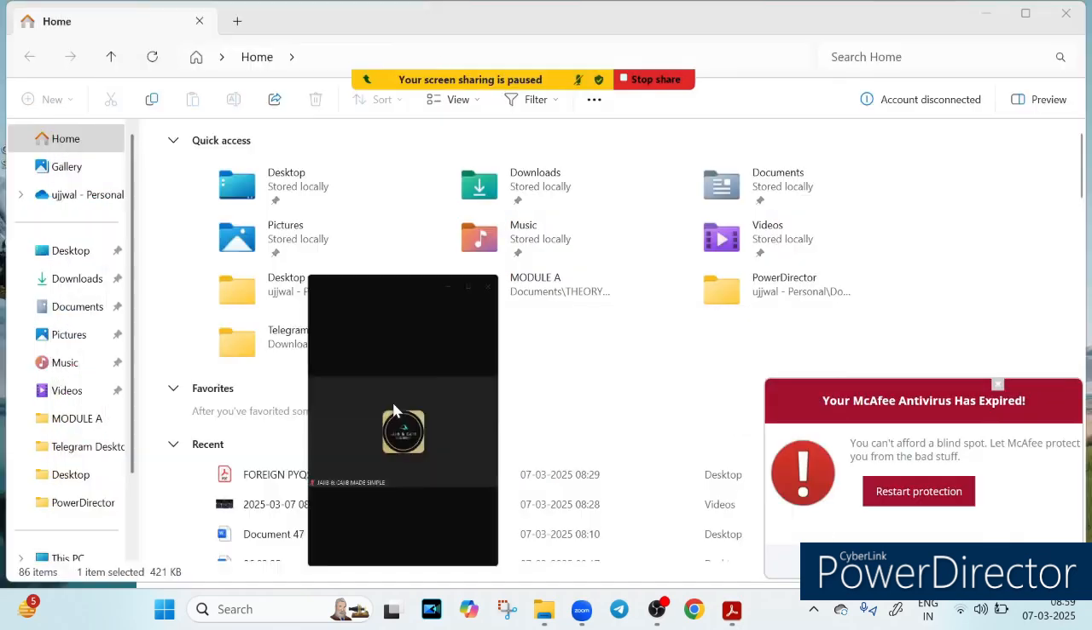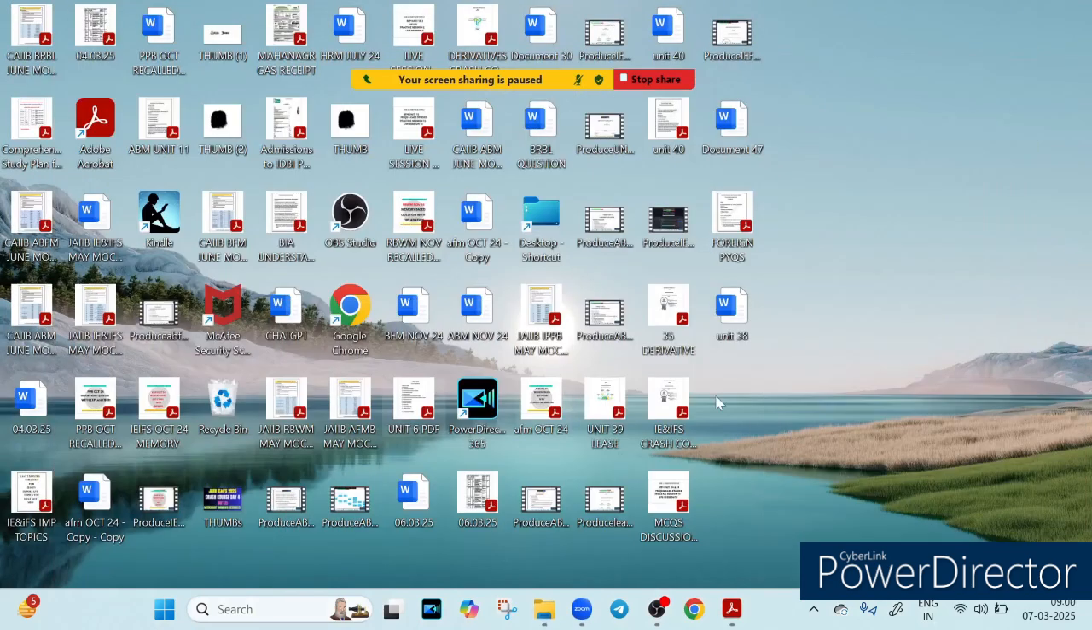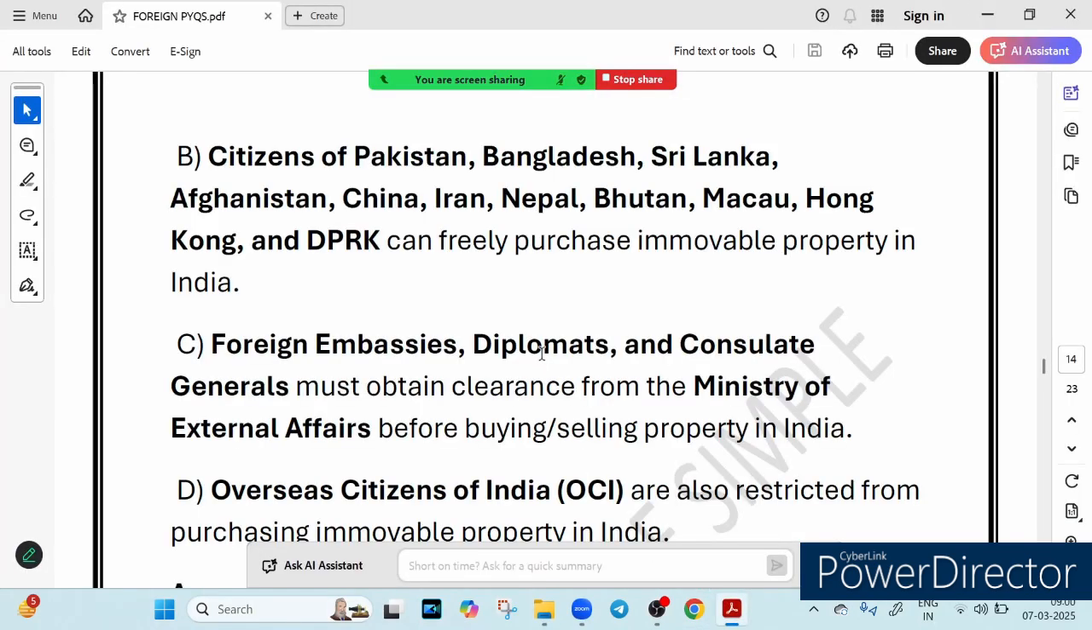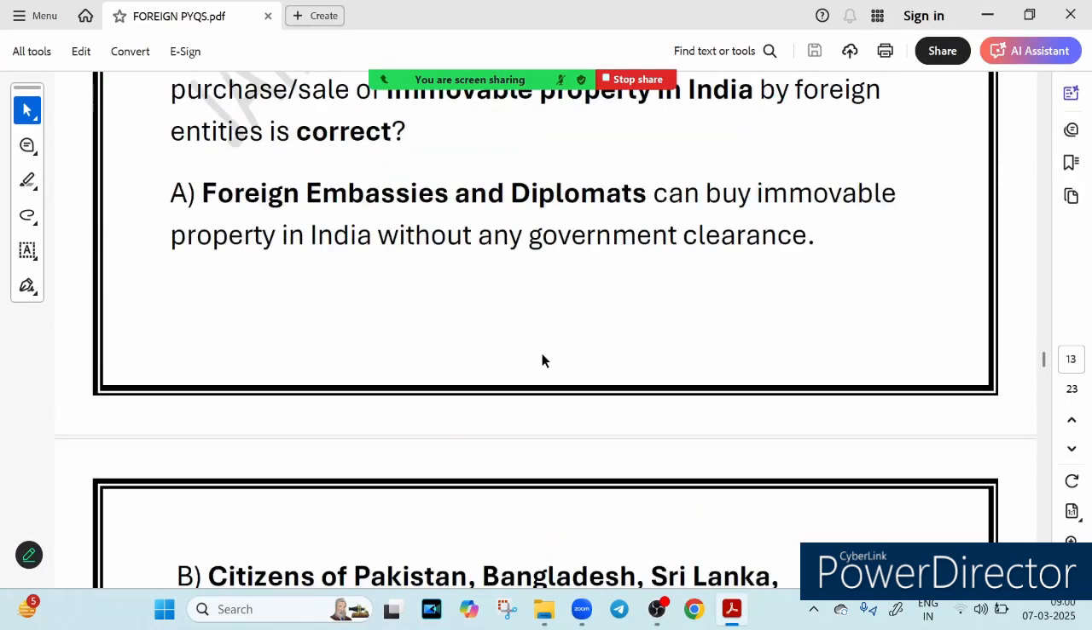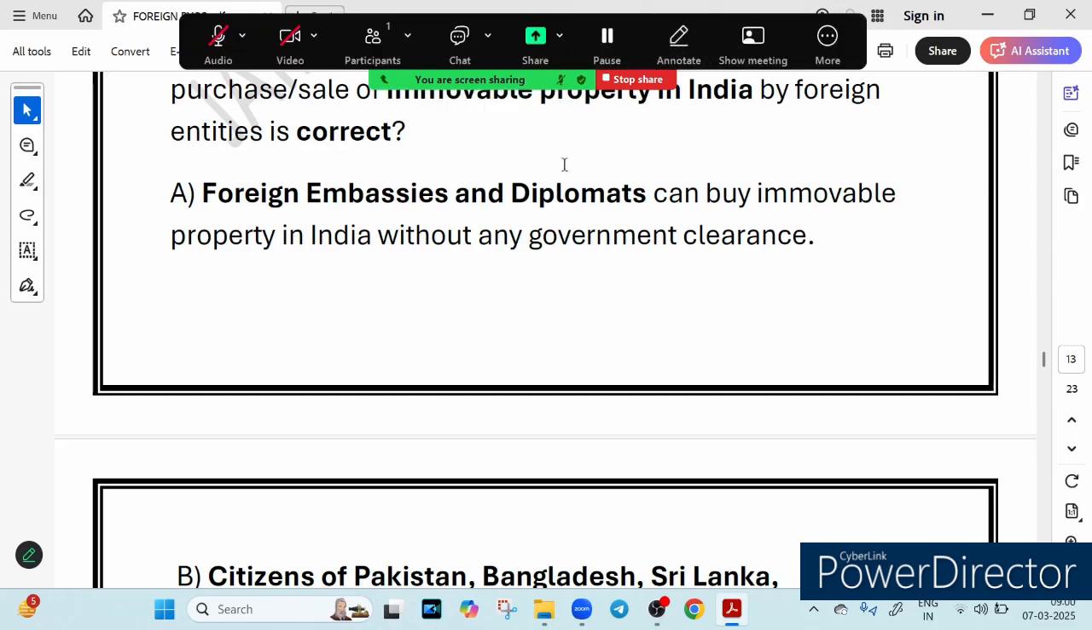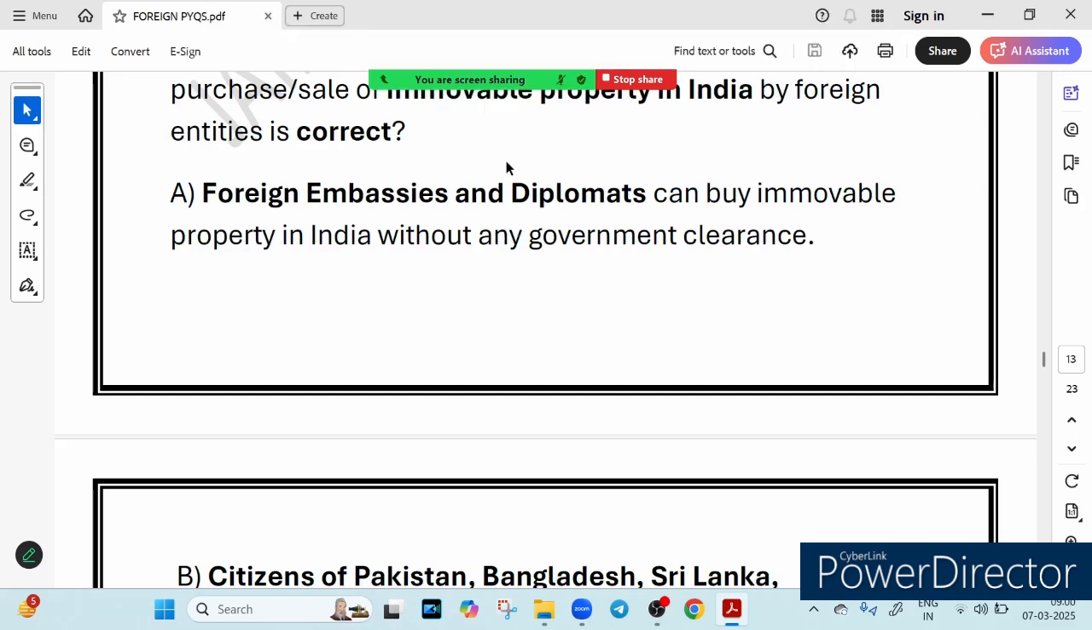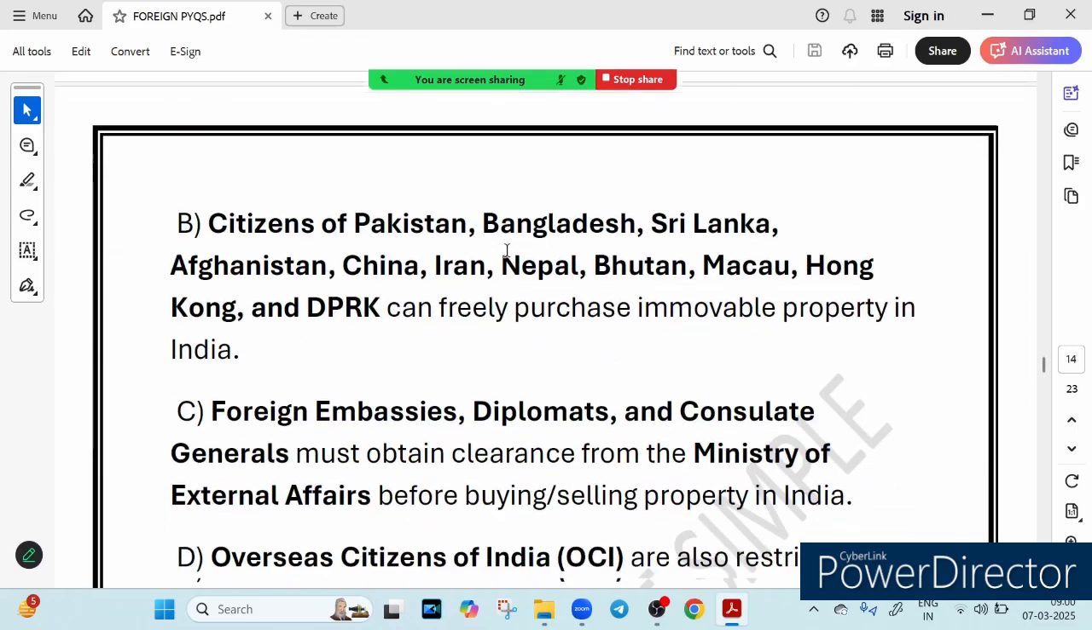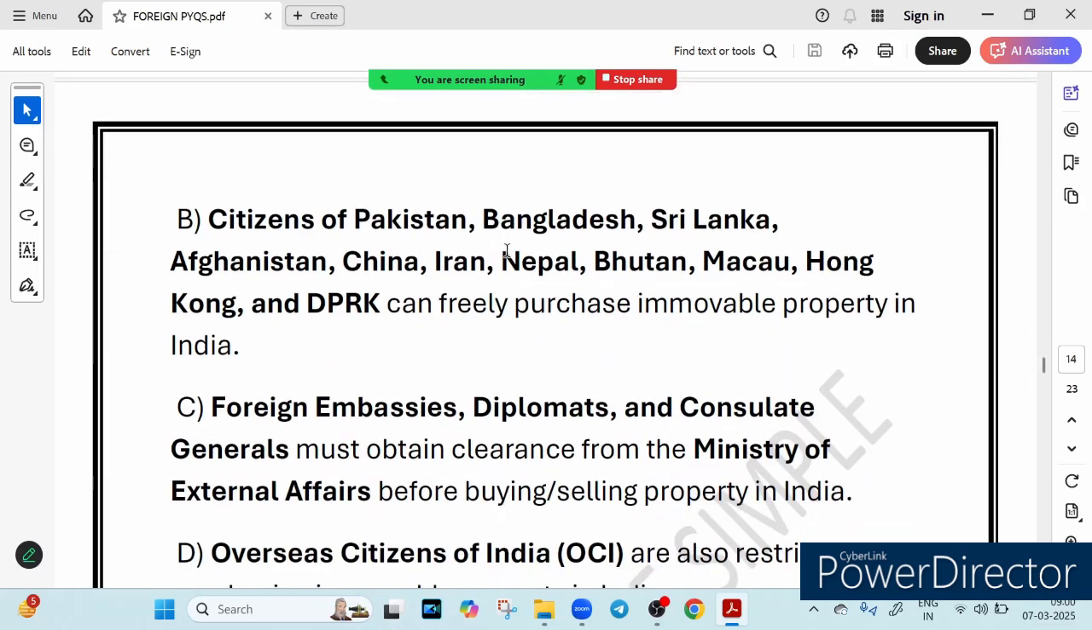So this question was exactly as it was asked in the examination. So let us answer this particular question. Which is the correct one? So friends, option A is incorrect, because foreign embassies, diplomats and consultants cannot freely buy or sell property in India. They must get clearance from the MEA. So this is incorrect.